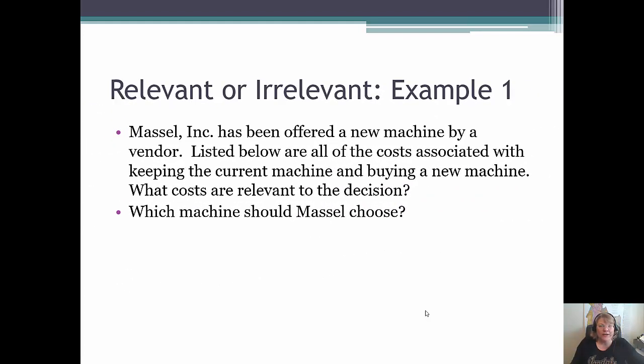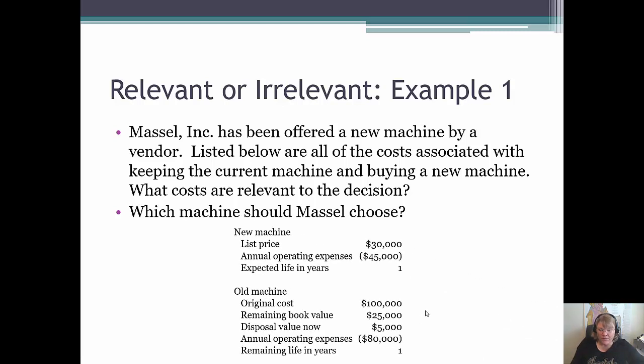Now, we have relevant or irrelevant. Example number 1: Massel has been offered a new machine by a vendor. Listed below are all of the costs associated with keeping the current machine and buying a new machine, because this is a decision that managers make all the time. What costs are relevant to the decision? Which machine should Massel choose? So we've got information flying in. Our new machine: the list price is $30,000. The annual operating expenses are $45,000, and the expected life in years is 1 year.